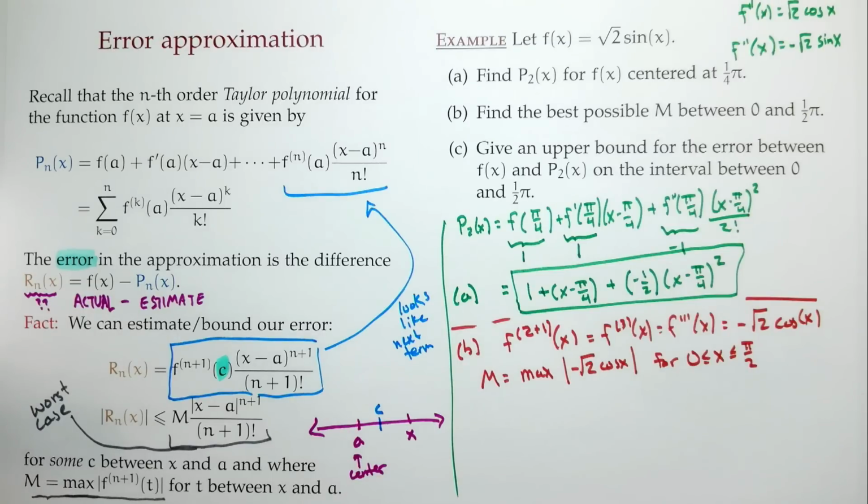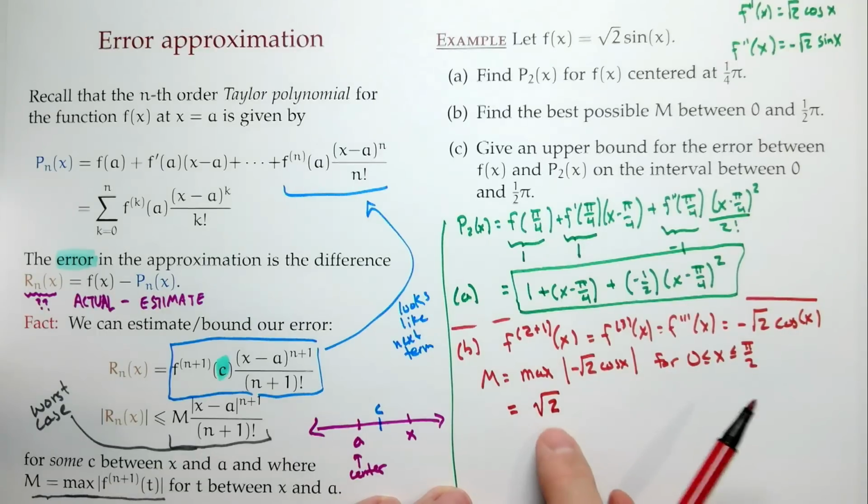So what's the largest that cosine can get when I go from 0 to pi halves? Well, it's certainly not going to be at cosine of pi halves. Cosine of pi halves is 0, but cosine of 0 is 1. And it turns out the largest cosine can ever get, in terms of the size of it, is 1 in magnitude. And therefore, we get that the maximum value is root 2. And so that's our answer for B.